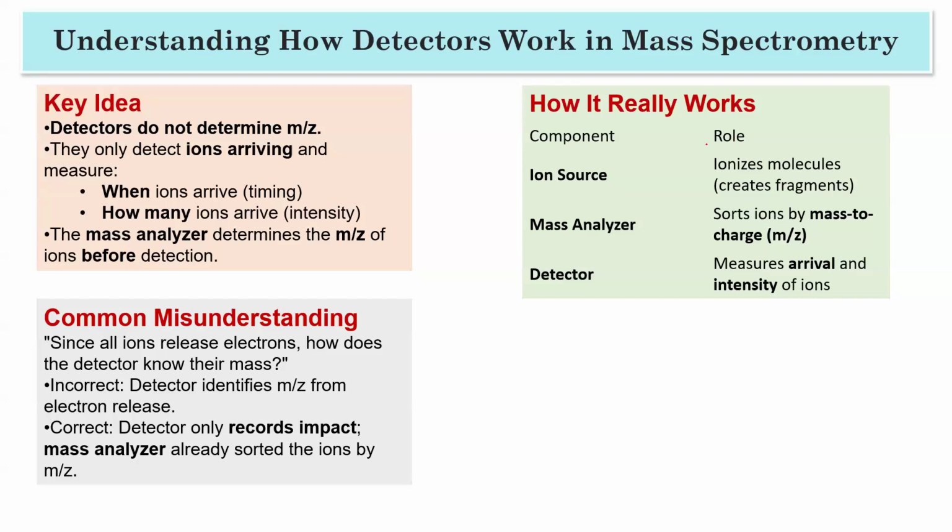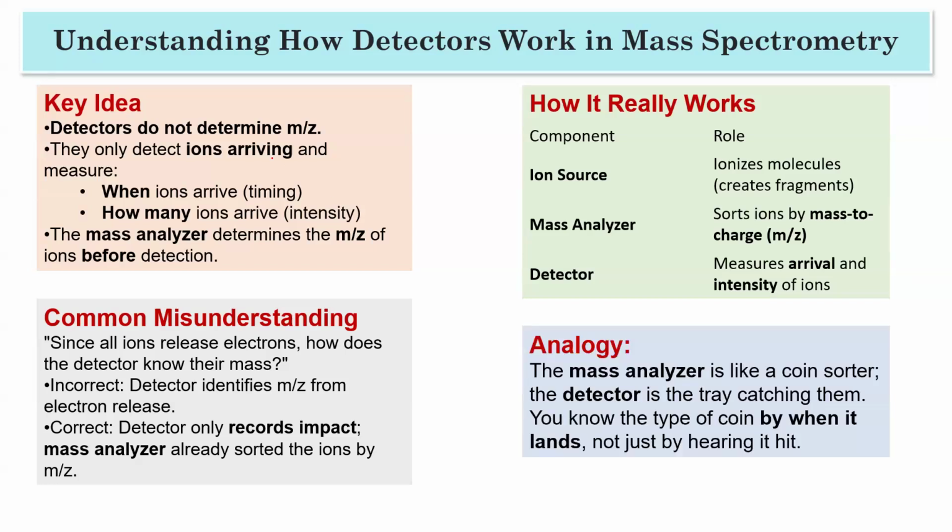I have again shown here that the ion source will ionize, the mass analyzer will sort ions by mass-to-charge ratio, and the detector will measure the arrival and intensity of the ions. Please keep this clearly in mind, so that if in the future you work with a different mass spectrometer, you know these things. It will be helpful. Here is the analogy: the mass analyzer is like a coin sorter, and the detector is like a tray catching them. You know the type of coin by when and where it lands, not just by hearing it hit.